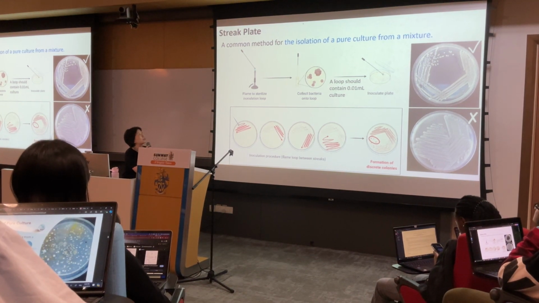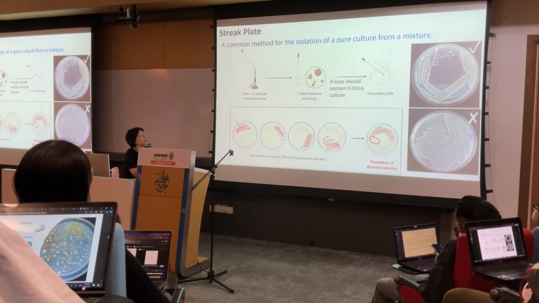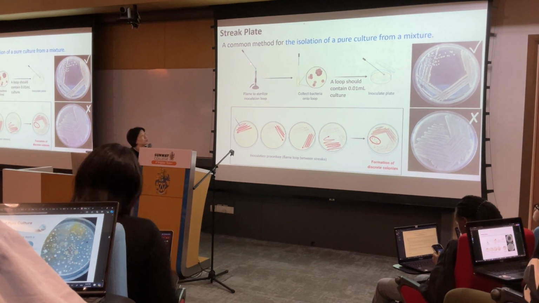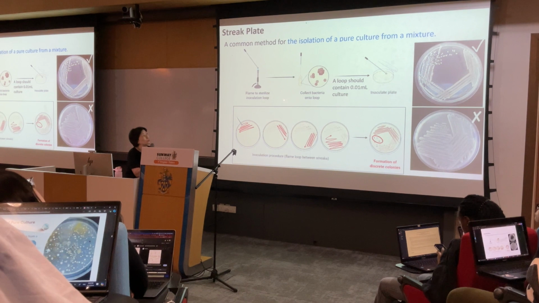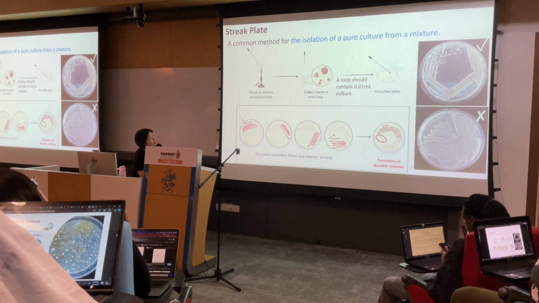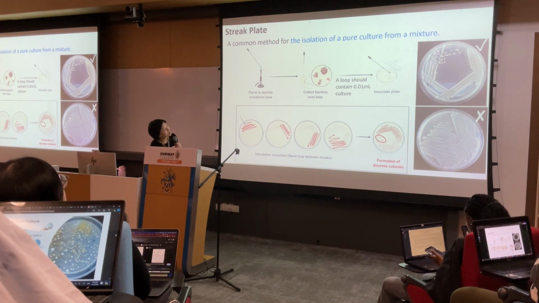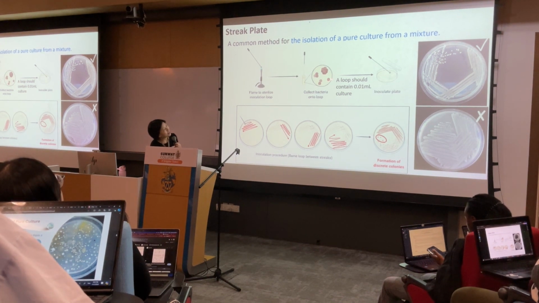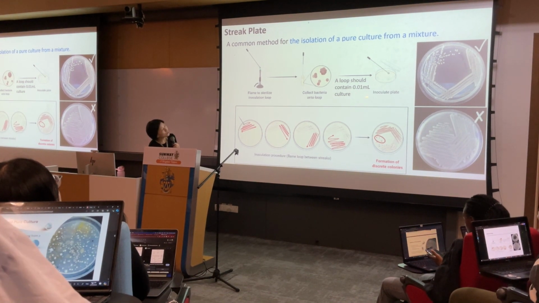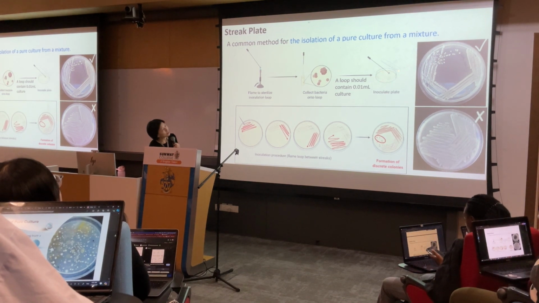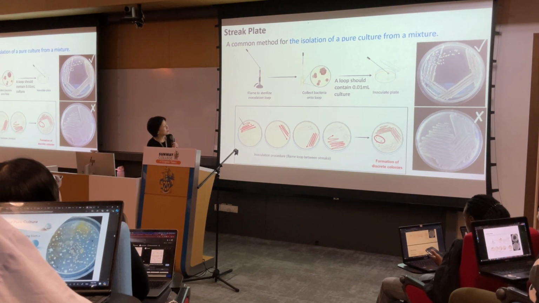The first one is the streak plate. Streak plate, I don't need to mention more. I think you have done it. You need to have a loop, flame the loop, and then you collect bacteria. So this is a single colony. You probably take this one, and then you go onto a new plate, and you do the streak plate method. So this is the so-called primary inoculation, secondary inoculation, tertiary inoculation.